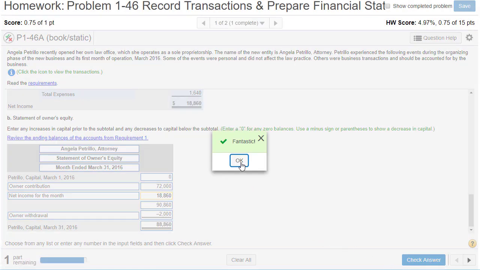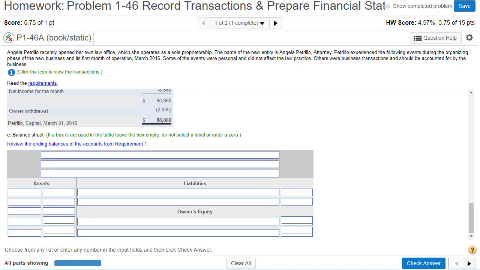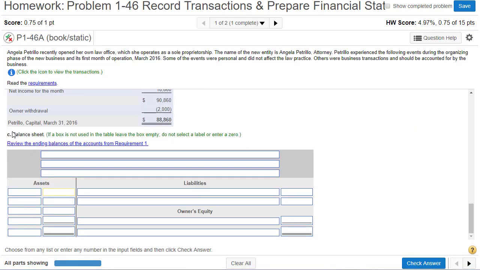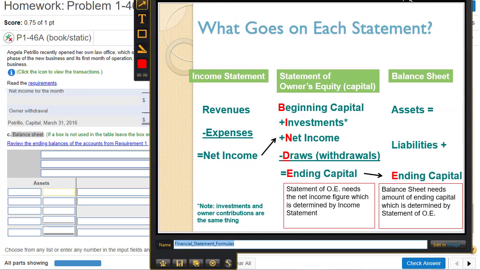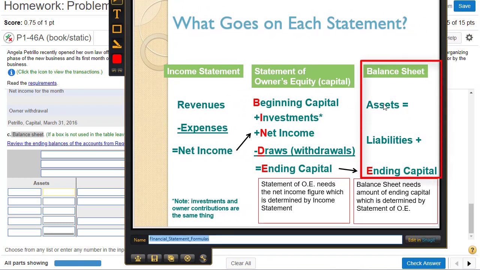Because an owner can only contribute so much. Now we're going to create the last financial statement, the balance sheet. So remember, the balance sheet is based on the accounting equation. Assets equals liabilities plus equity. Which equity do we use? It's the ending capital. And we get that from the statement of owner's equity.